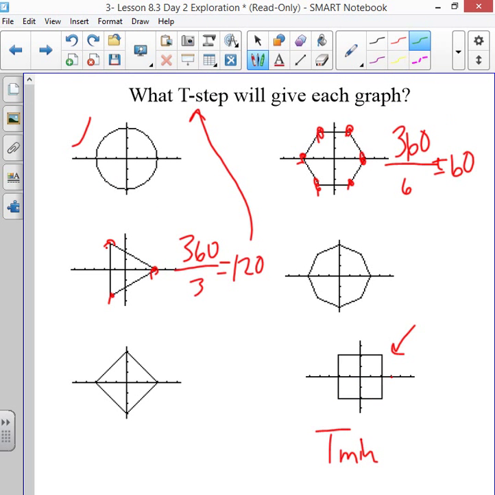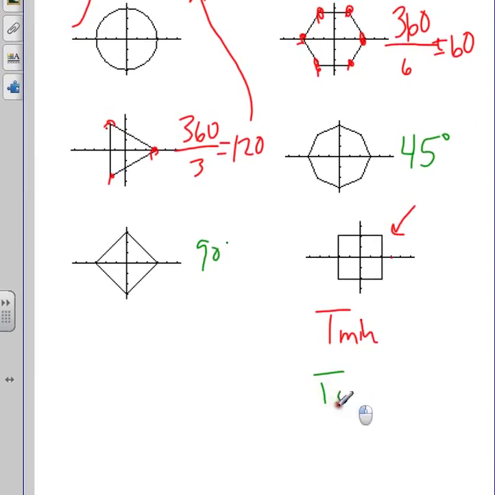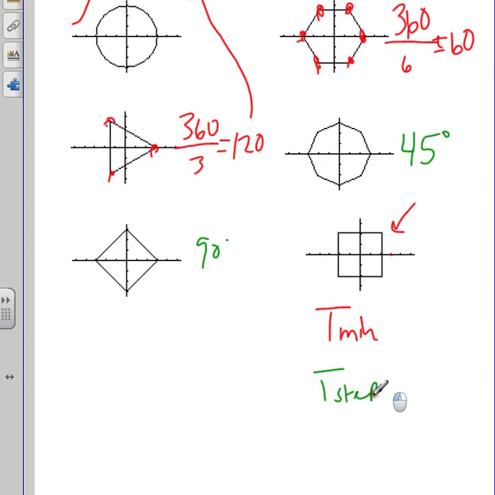So the answer for this one was 45 degrees should be your t-min. This one should be 90 degrees. And then this one, your t-step, excuse me. On this last one, your t-step should still be 90 degrees, but your t-min would be 45 degrees because it starts 45 off of the center. So you'd have to change your t-max as well.